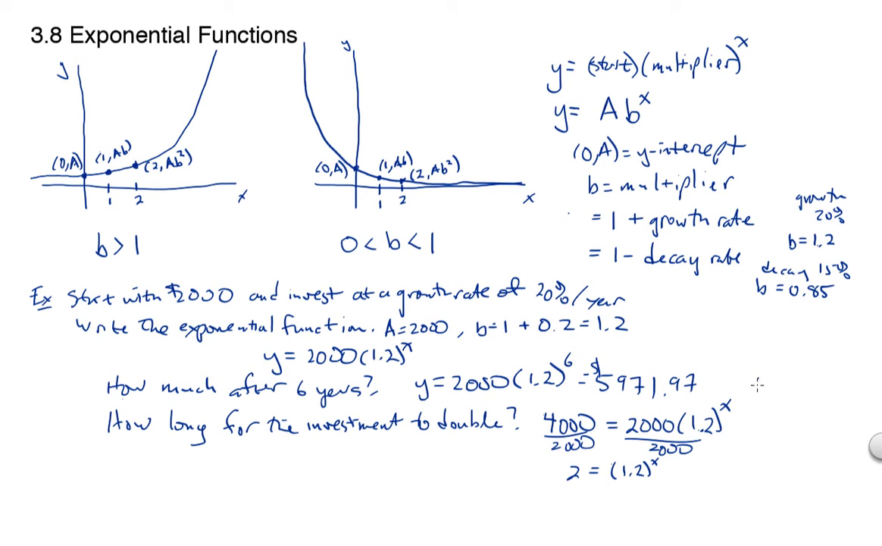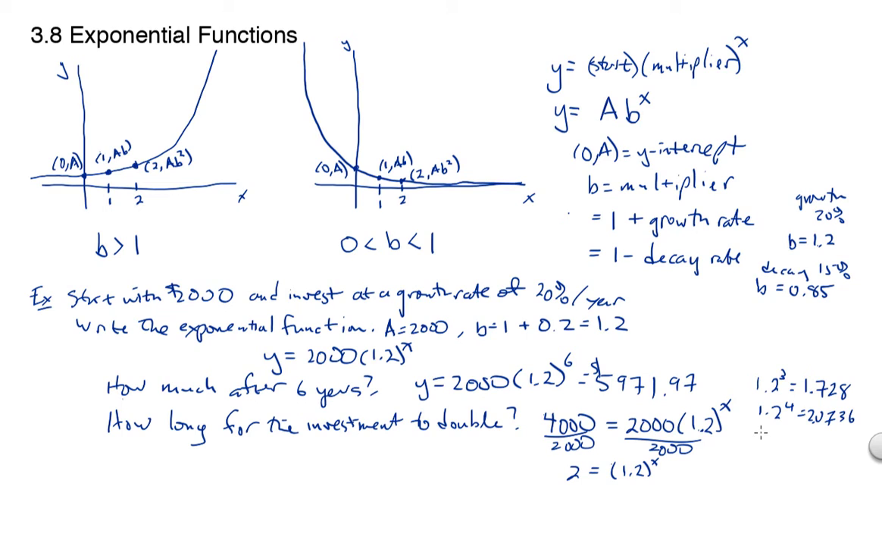So we'll just try a few things. Let's try 1.2 to the 3, I guess. You could start there. Just 1.728. Let me verify that. 1.2 to the 3 is 1.728. So not quite 2. So let's try 1.2 to the 4th. That is 2.0736. So somewhere between 3 and 4 is the number that we require for it to double.